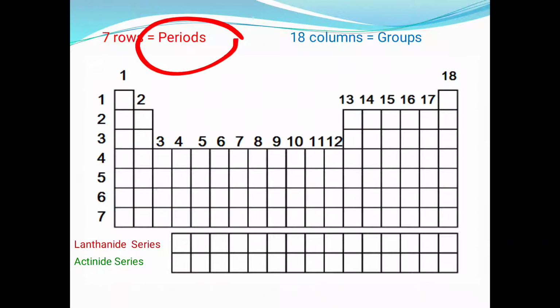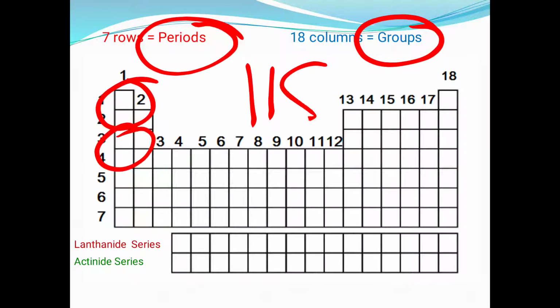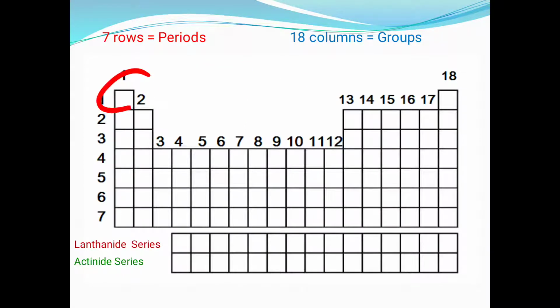These 7 periods along with the 18 groups form 118 boxes, right? Each element is placed in a separate box, meaning element number 1 is placed here, element number 2 is placed here, element number 3 is placed here. Like that, each element is placed in a separate box according to the increasing order of their atomic number. If you see at the bottom of the table, there are two rows present here. First one is the lanthanide series and second is the actinide series. These two rows are actually part of the periodic table only.